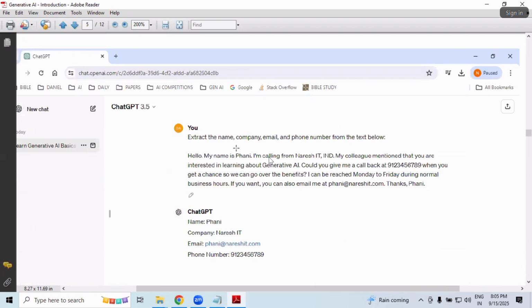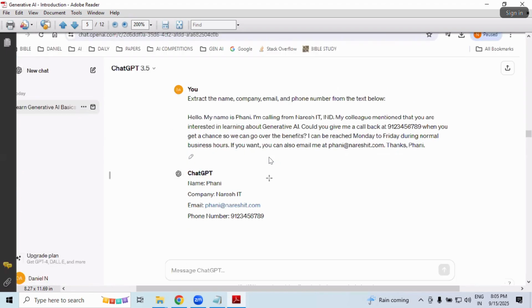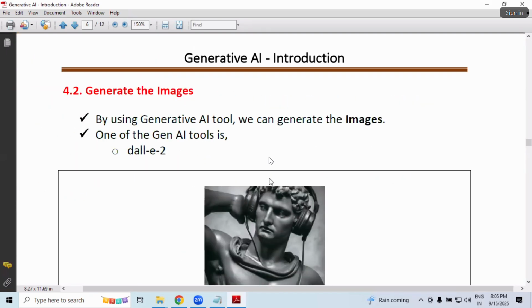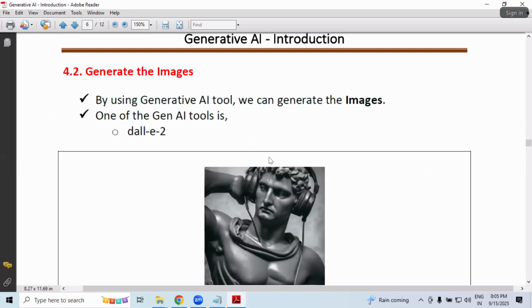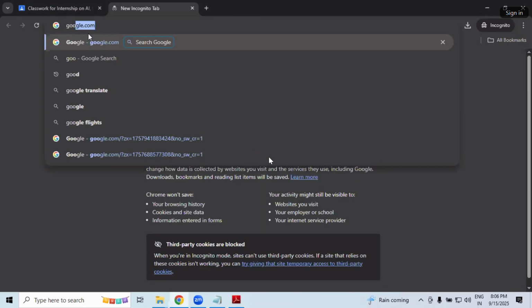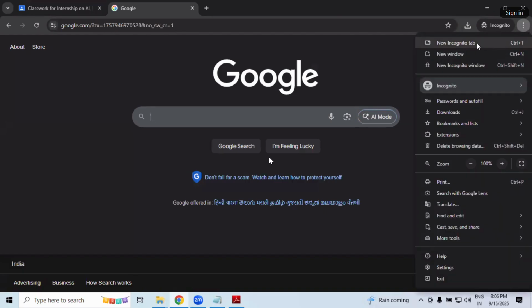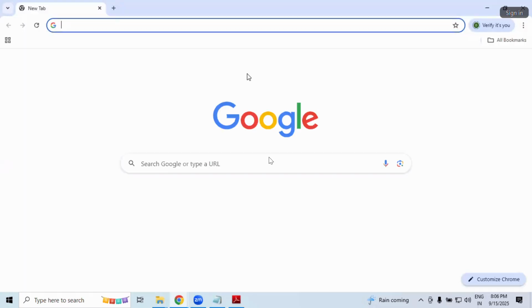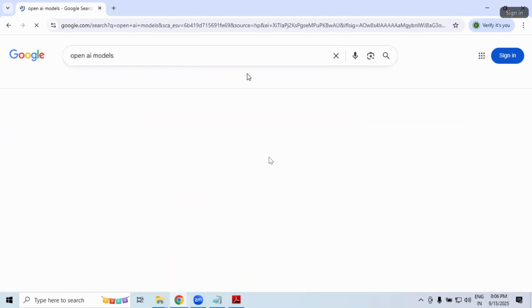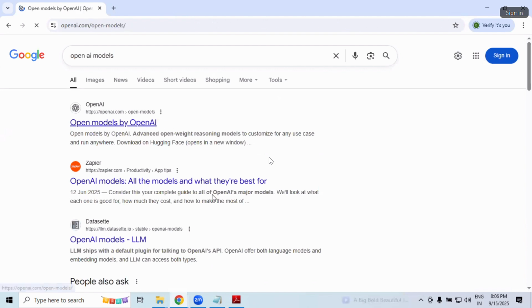The next one, you're asking to extract name, company, email. These are all things I have covered even previously. The next one, generating images. By using a GenAI tool, we can even generate images. One of the GenAI tools is DALL-E 2. E2 actually. Go back. A statue is listening to songs. This is seriously amazing. Maybe I hope you already told these are all.